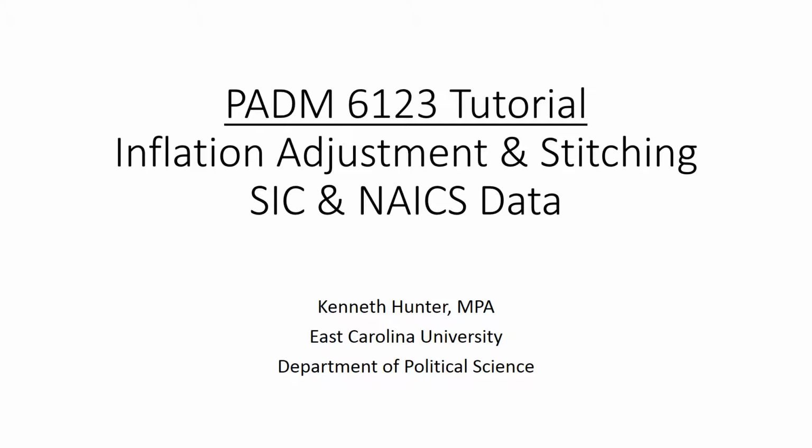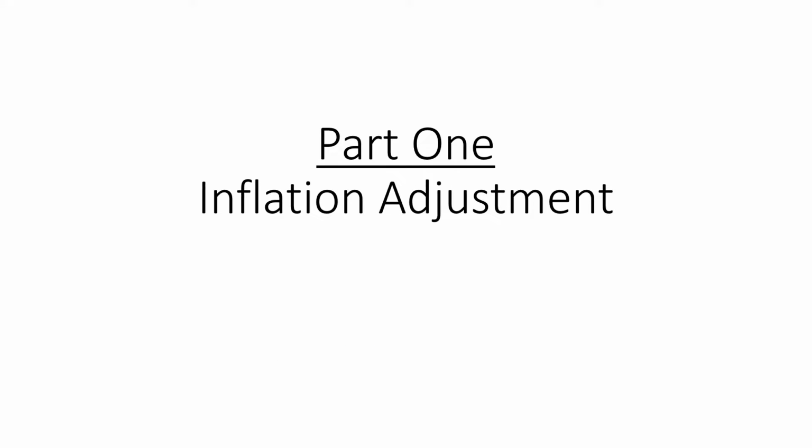First, inflation adjustments: how to make inflation adjustments to numeric data, typically dollar amount data, as well as stitching data from two different sets across two different table sets, the SIC and the NAICS codes, for looking at employment data and wage data by sector. We will begin with looking at how to adjust dollar amounts for inflation.